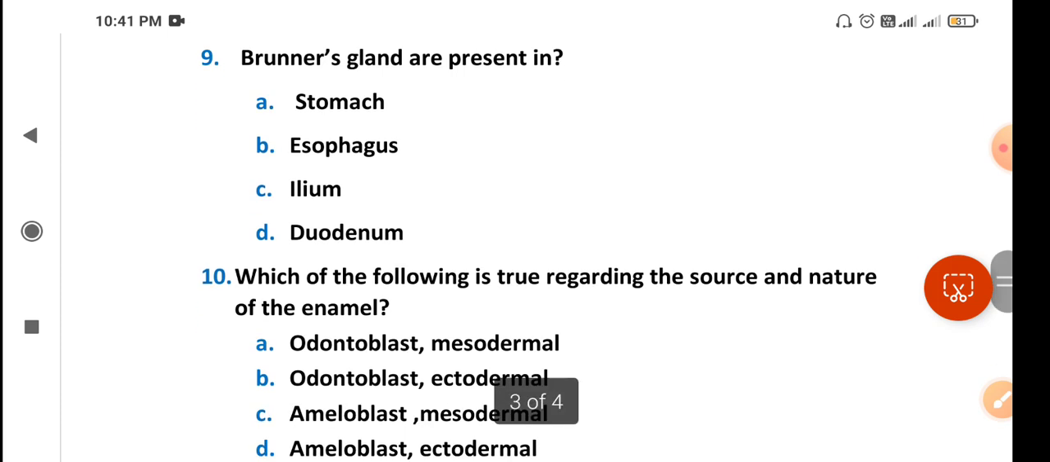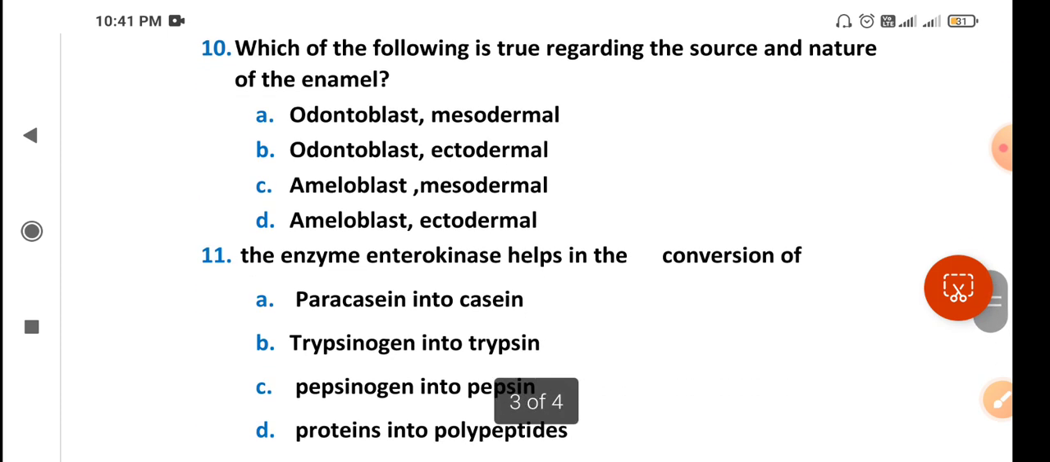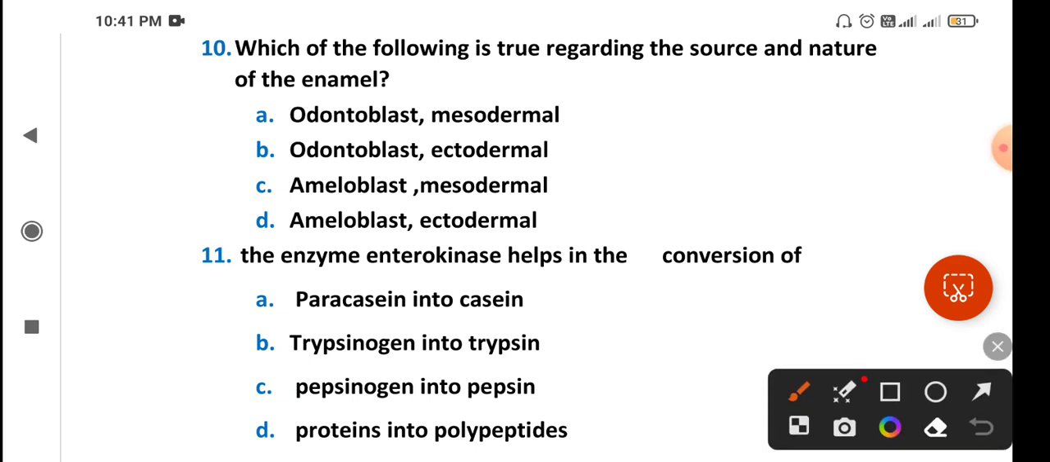So now the next question, number 10. Which of the following is true regarding the source and nature of enamel? Yes, so enamel, we know it is the hardest part of the human body, and enamel is derived mesodermally. It is mesodermal in origin, and it is derived from ameloblast cells. So again it is a memory based question, so the answer will be C.